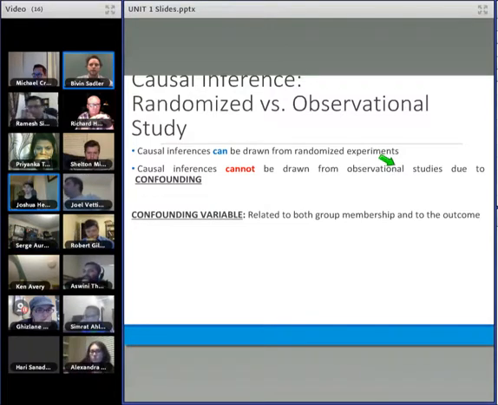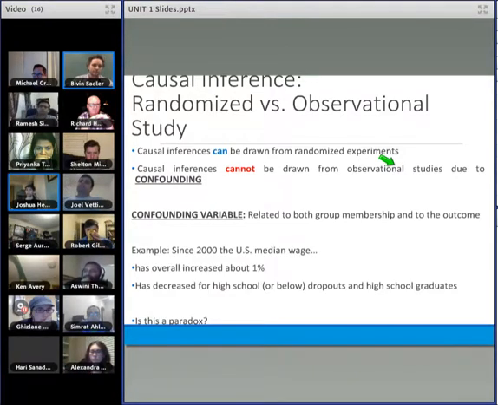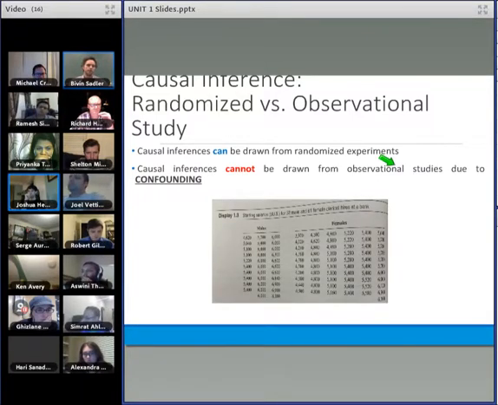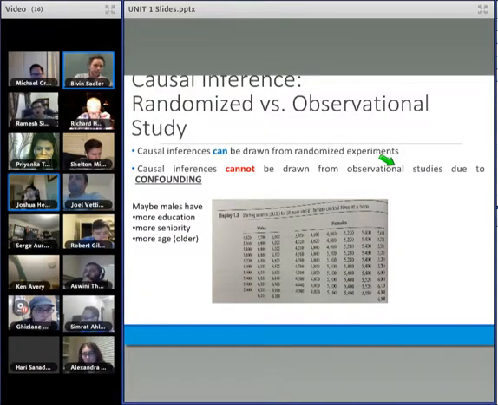The next thing I want to talk about here is confounding, a very, very important topic. I'm going to skip this. You can read this. This is an interesting one, but I got a better example of it here. So an example of confounding is this: maybe males have more education, more seniority, more age. I think these were found that the males looked like they had higher mean salary. The mean of this salary was bigger than the mean of the female salary.